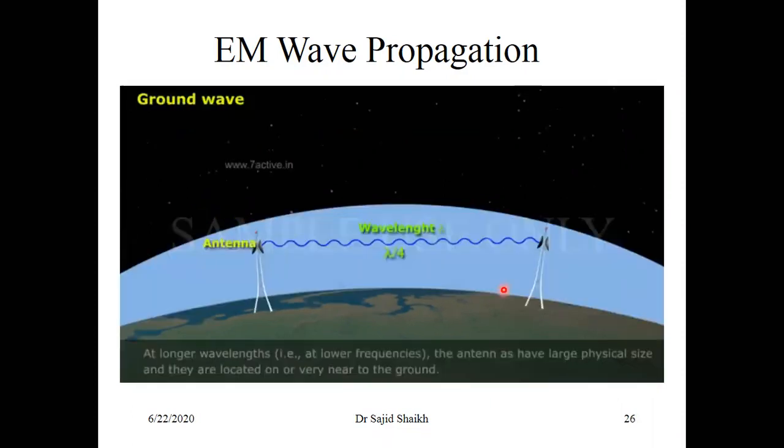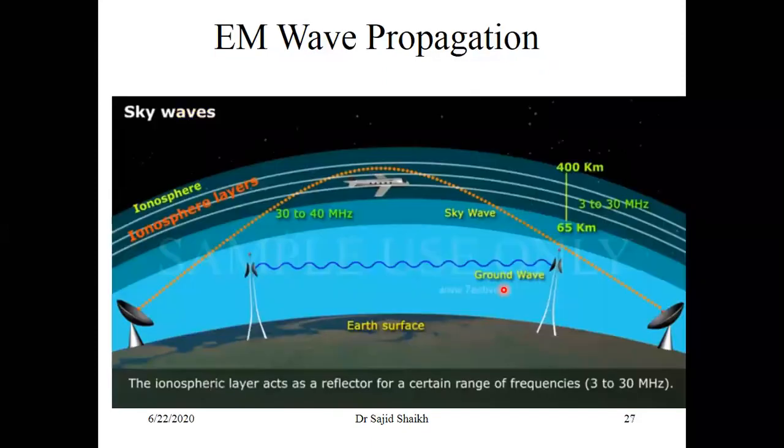Sorry, ground wave we have already seen. Next type is skywave propagation. In skywave propagation, one important element is there, which we call the ionosphere. The ionosphere is an atmospheric layer.